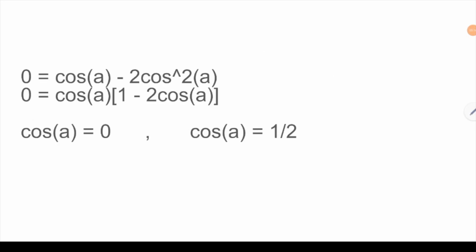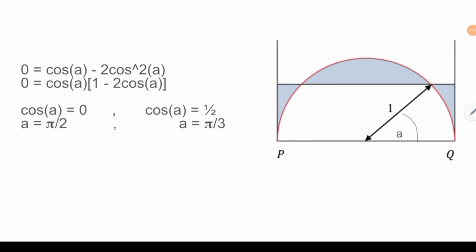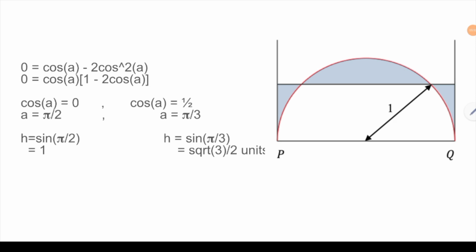We're left with two possibilities: either cos a equals 0 or cos a equals half. That means either a equals pi over 2 or a equals pi over 3. We know one of them will be the minimum area and one will be the maximum. We could use the second derivative to find out, but this question doesn't ask us to do so, and there's a much easier way. All we do now is substitute this into the original shaded area expression. If a equals pi over 2, h equals 1. If a equals pi over 3, we know from special triangles that h equals root 3 over 2 units.